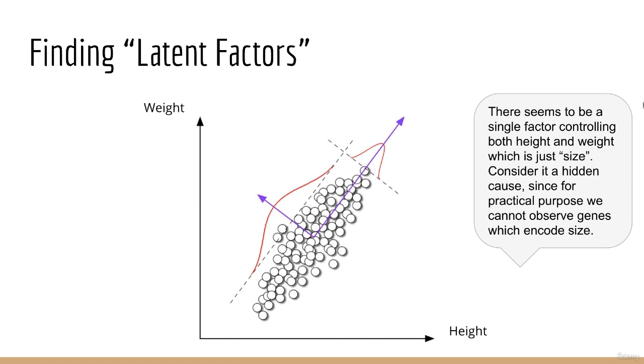What is this factor? Well, we might think of it as size. So the single size factor controls both your height and weight. The physical manifestation of this might be a specific gene. Let's suppose that the average person like you and me cannot directly observe genes, so for all intents and purposes, genes are hidden. That means there is a hidden variable called size, and this is causing the height and weight of an individual to be either smaller or larger.